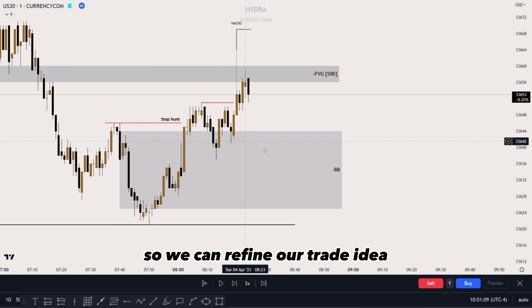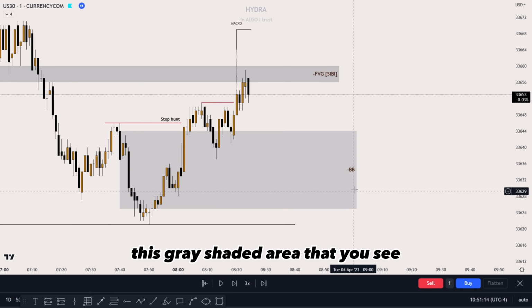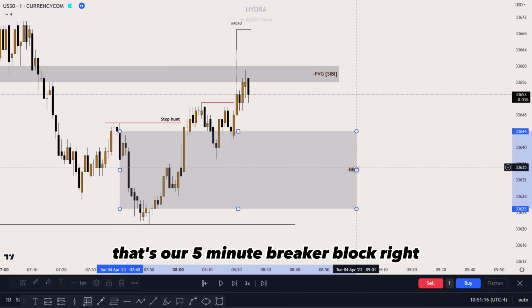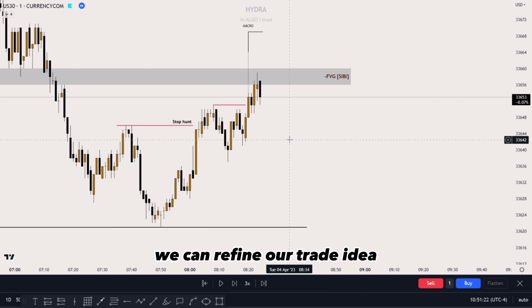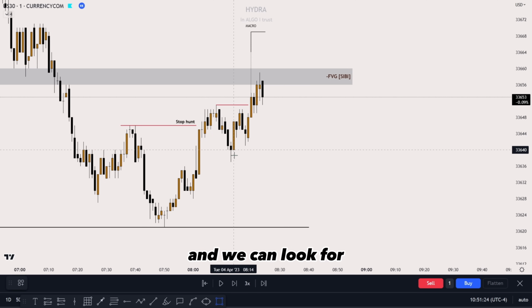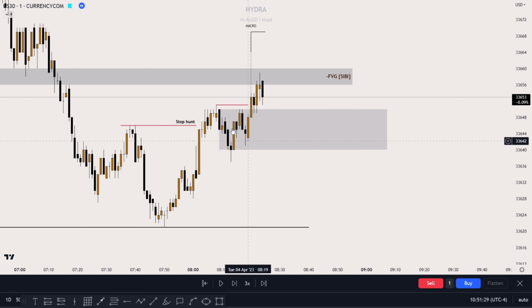So we can refine our trade idea in this 1 minute chart. This gray shaded area that you see, that's our 5 minute breaker block, right? But as we came down onto the 1 minute chart, we can refine our trade idea, and we can look for the last down close candles right here, right?